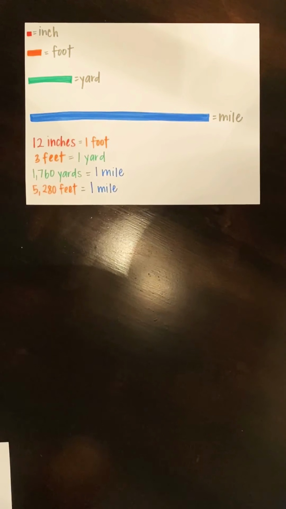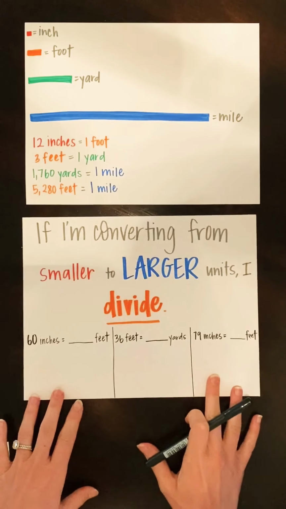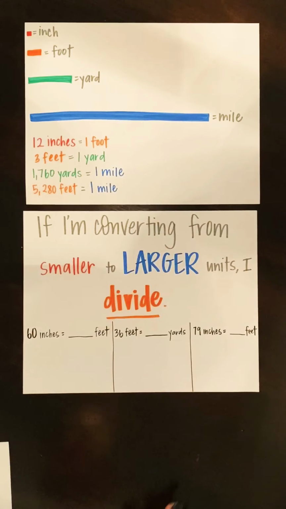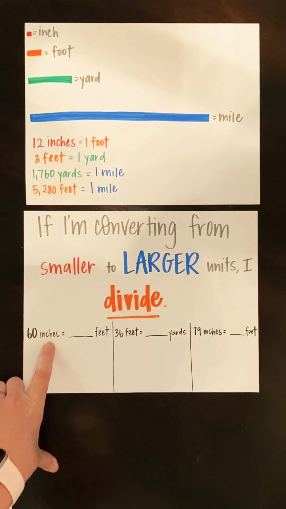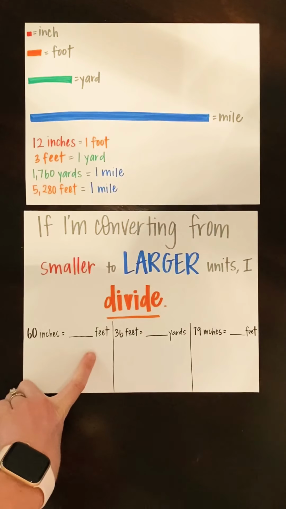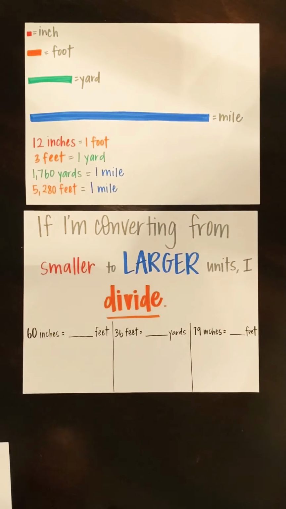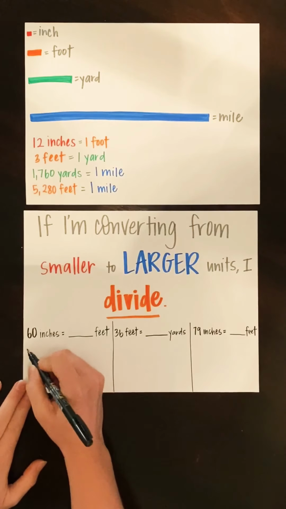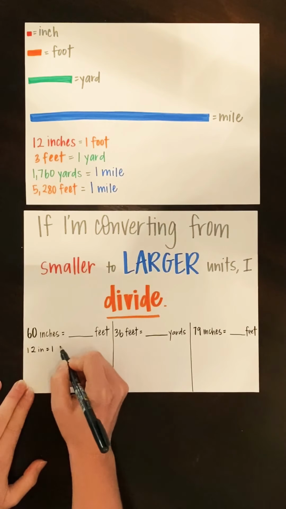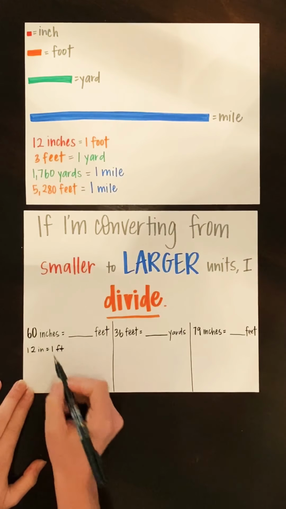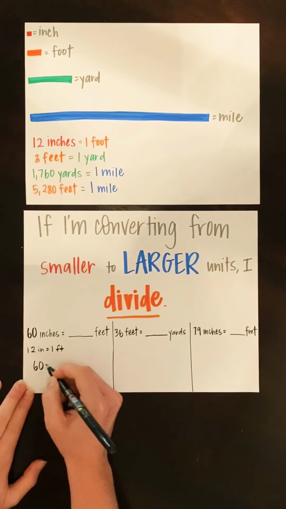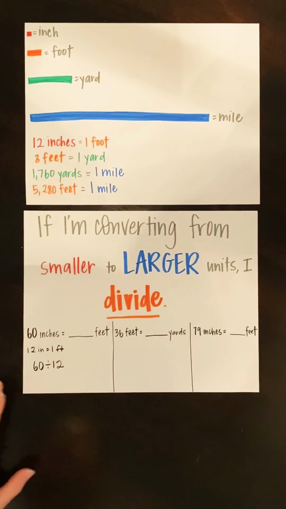So let's try converting from smaller to larger units. So that would mean if I've got 60 inches and I want to figure out how many feet that is, I'm going from a smaller unit of measure to a larger unit. So here I'm going to divide. 60 inches is equivalent to how many feet? Well, I know that 12 inches equals 1 foot, and now I've got 60 inches. So I can divide 60 by 12.